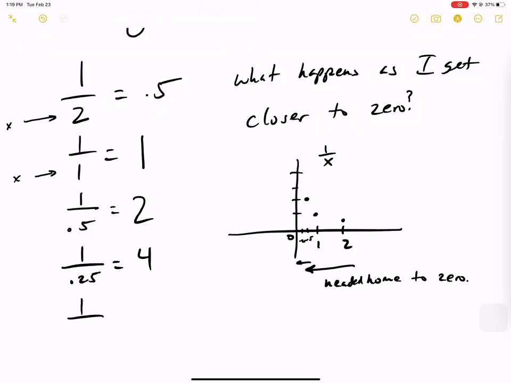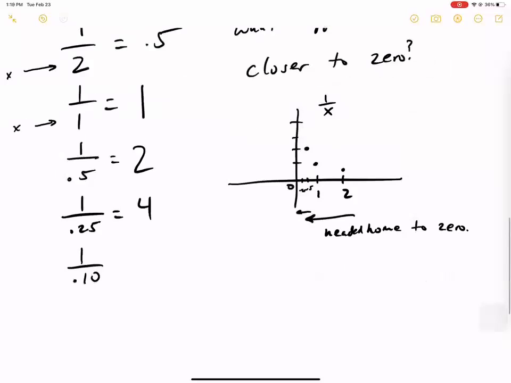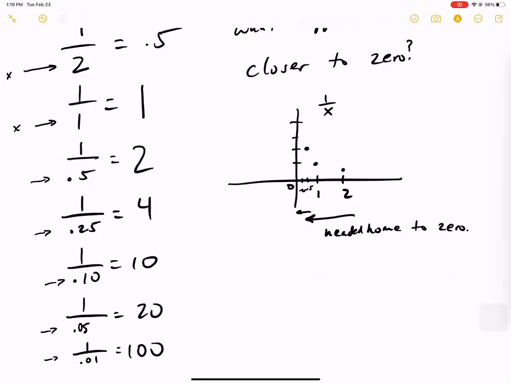How about at 0.1, 10 cents? How many 10 cents are in a dollar? Well, that's 10 already. Oh crap, I can't even graph it anymore. How many nickels are in a dollar? 20. How many pennies are in a dollar? If you look at the values as x is getting closer and closer and closer to 0.